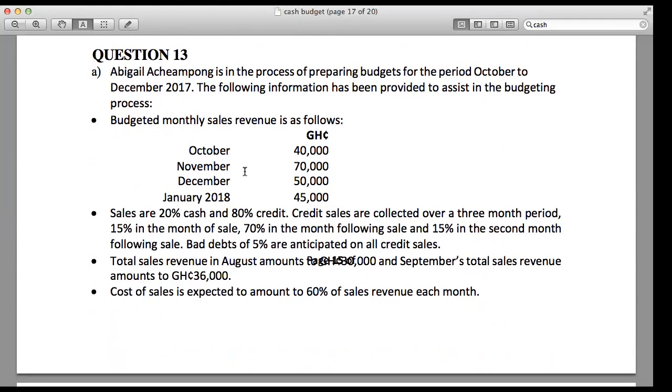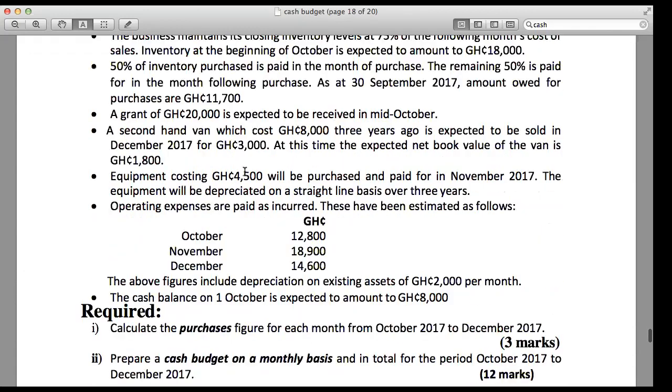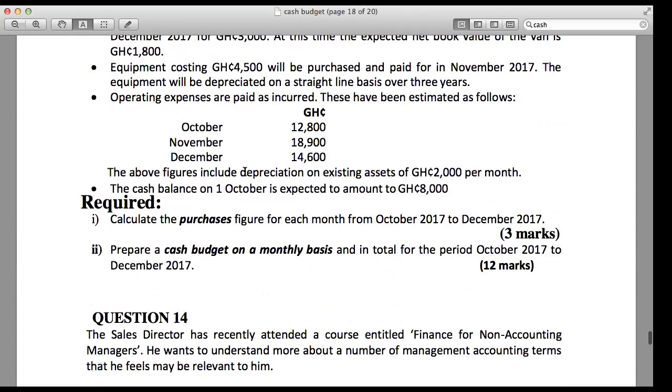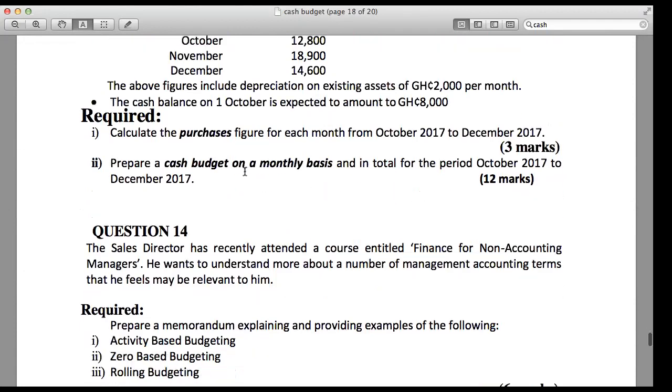Now let's read through and see. Let's go through the requirement. It says to calculate the purchases figure for each month from October 2017 to December 2017. I believe this is what we did last week, right? Yes, the purchases figure. Do you have them there, or do we have to reproduce them? No, we did it. You have it, right? Yes. Okay, good. So we'll move on to the next one.